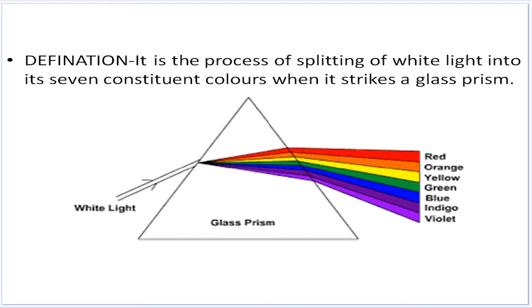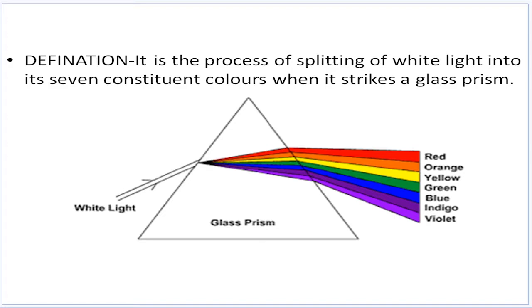Okay. First we come to the definition of dispersion of light. It is the process of splitting of white light into its 7 constituent colors when it strikes a glass prism. So when white light strikes a glass prism, then it gets broken up into its 7 constituent colors.